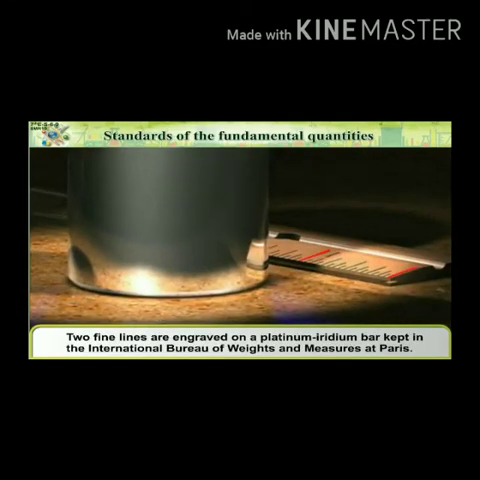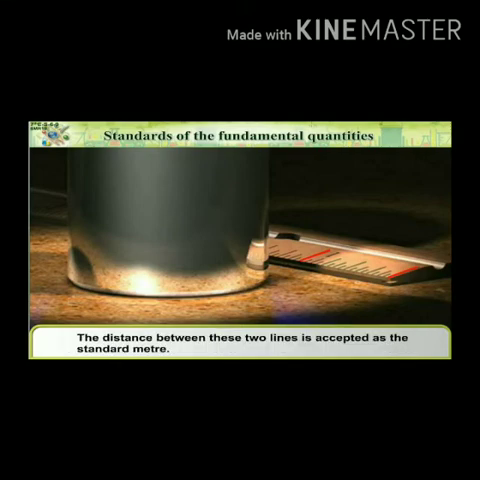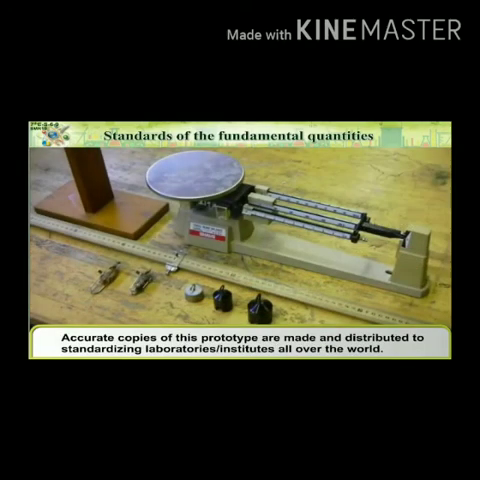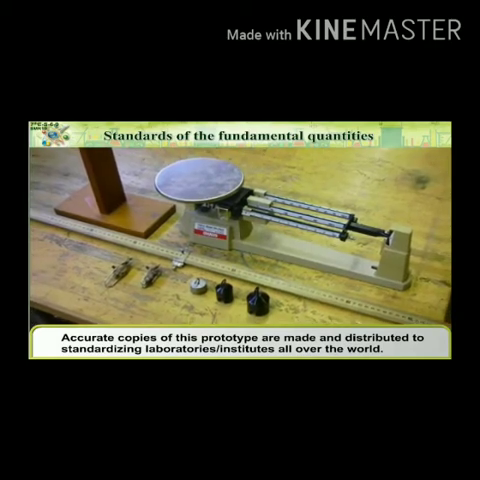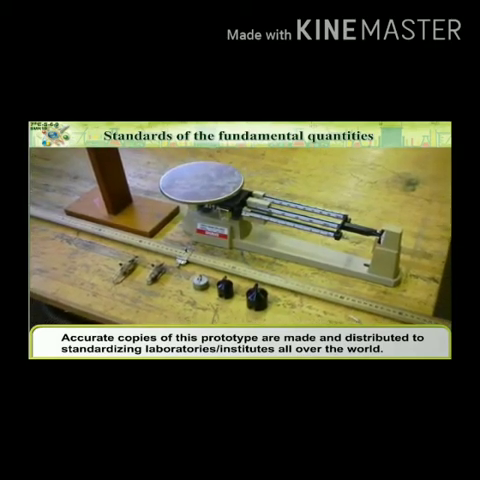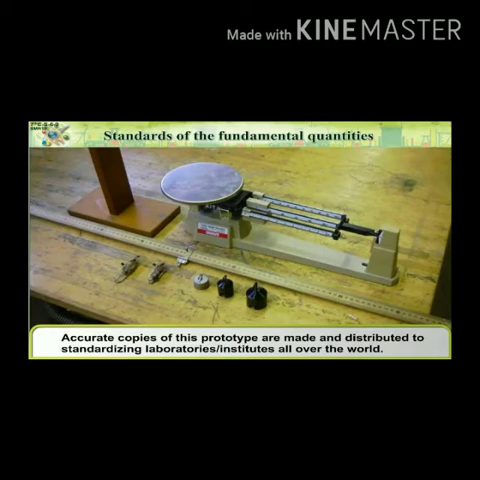Two fine lines are engraved on a platinum iridium bar kept in the International Bureau of Weights and Measures at Paris. Can you see that line? The distance between these two lines is accepted as the standard meter. Accurate copies of this prototype are made and distributed to standardizing laboratories and institutes all over the world.